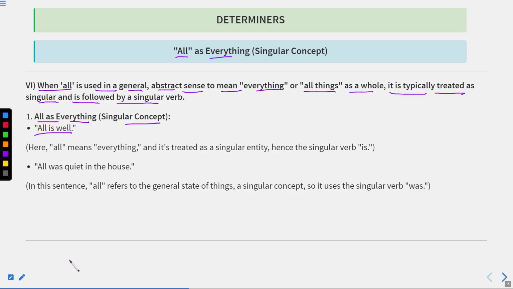So here all refers to everything. It means the combined, collective thing of all. Here all means everything and it is treated as a singular entity, hence the singular verb is. All was quiet in the house. So in this sentence, all refers to the general state of things, a singular concept, so it uses the singular verb was.